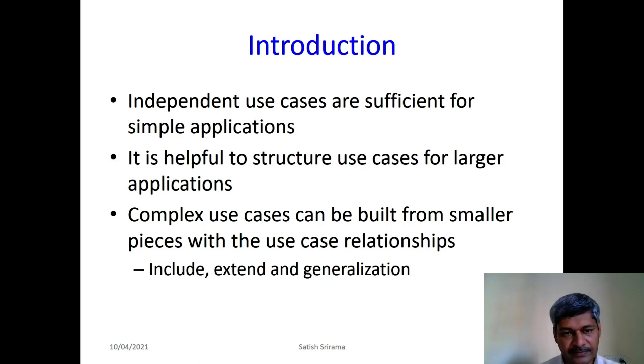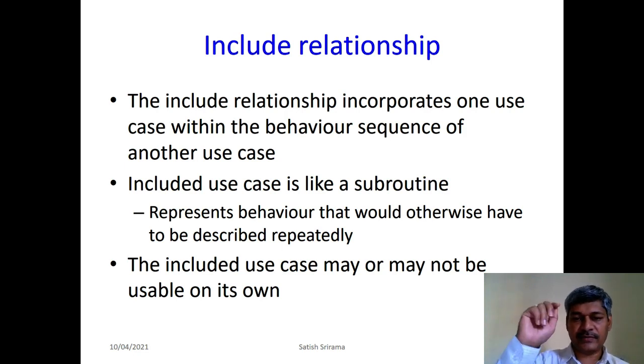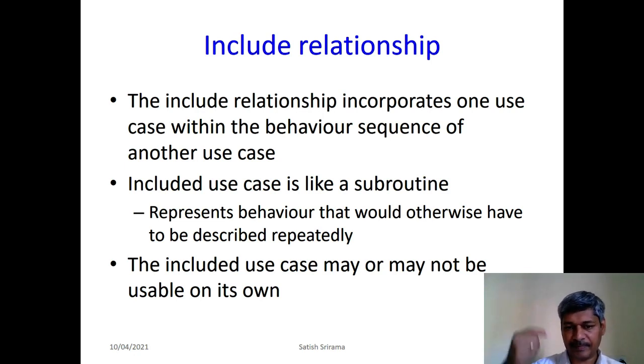Let us look at them in detail. First, let us look at the include relationship. The include relationship incorporates one use case within the behavior sequence of another use case. When we were discussing use cases, we were talking about the behavior sequence, the messages which actually happen. For example, when buying a beverage, we were inserting the coins, and then there were certain steps. We have seen the behavioral sequence at that time. With the include relationship, you can incorporate another use case within the behavior sequence of one use case.